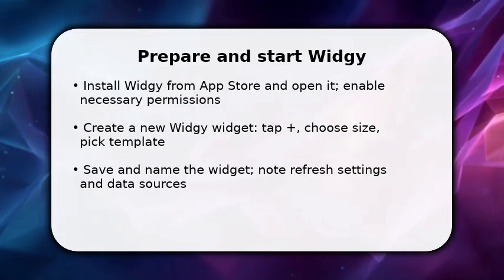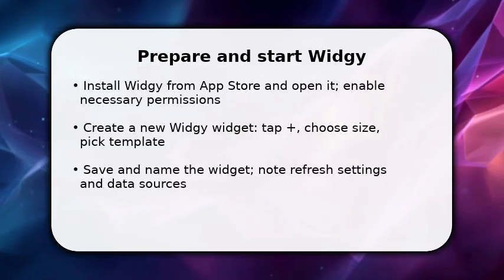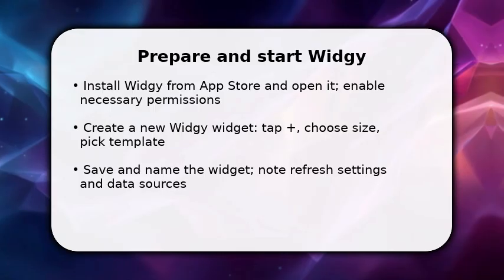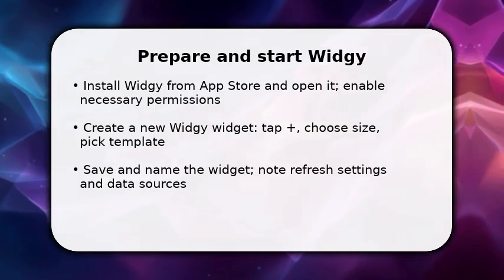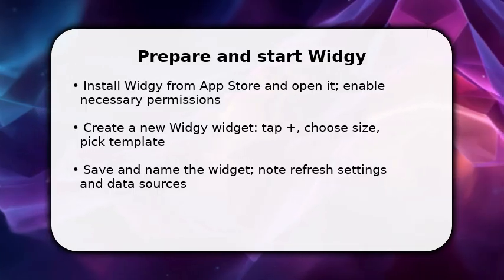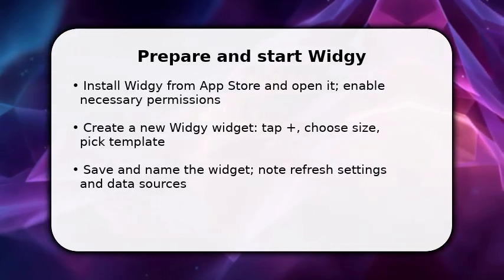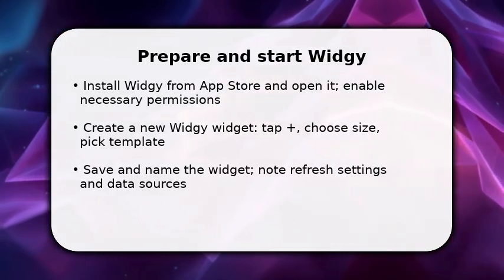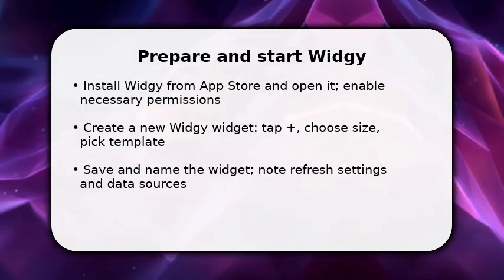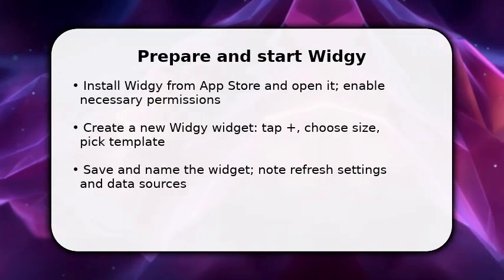You're starting by getting Widgy ready and creating the widget you'll put on the lock screen. Open Widgy, grant permissions for widget updates and any data sources you plan to use. Tap the plus to create a new widget, choose the exact size you want, and select or tweak a template. Once done, save and give it a clear name so you can find it later. Make sure the widget's refresh interval matches how often you want live data.